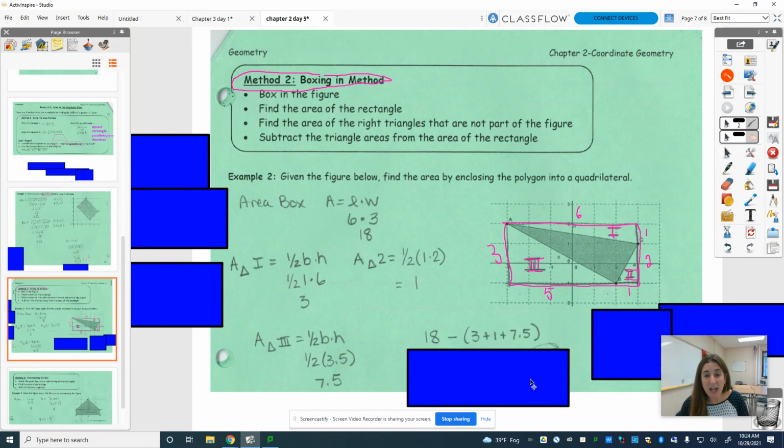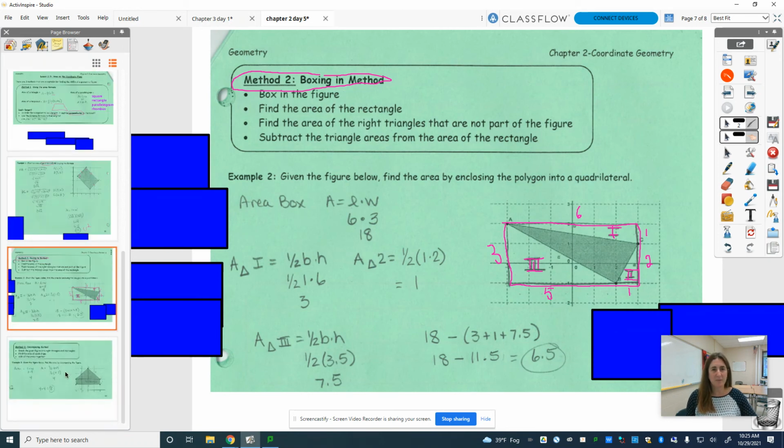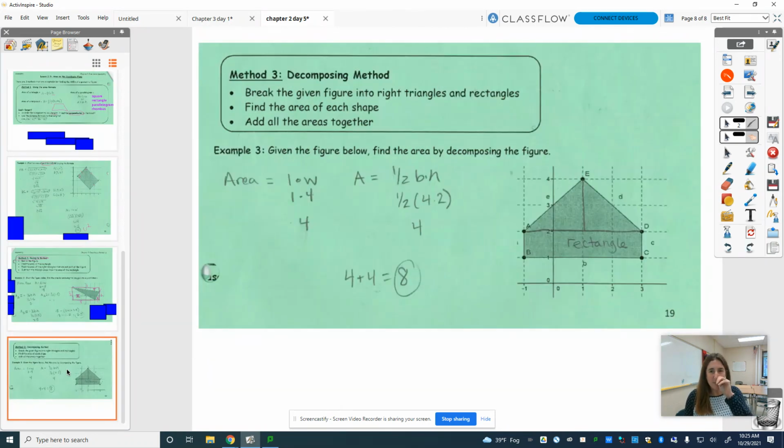And now I'm going to add them all together and subtract those areas of the triangles from the box, which was 18. So 18 minus the sum of the small areas of the triangles, because I've boxed it in. It's like a shaded region problem. I don't know if you ever did those, maybe in 8th grade or 7th grade. 6.5 is my answer there. That was super fun.